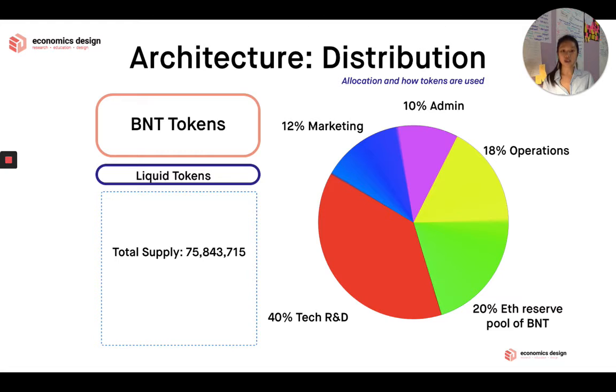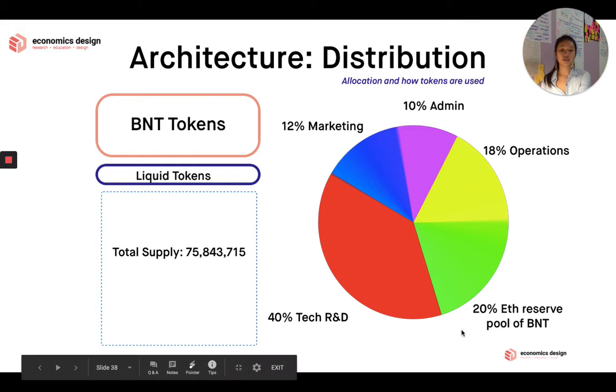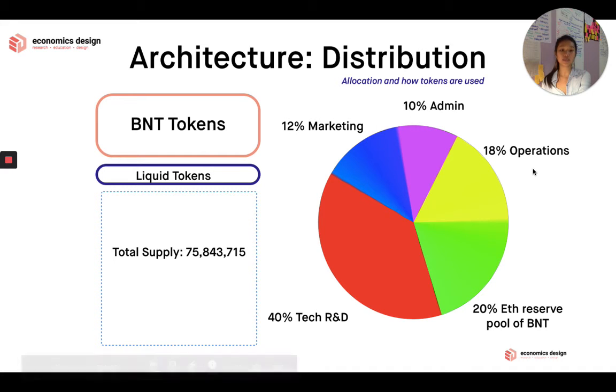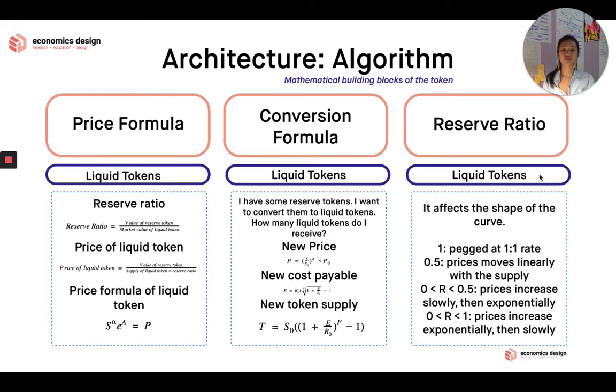How is it allocated? 10%. You have 20% of ETH reserve pool for BNT, 40% tech R&D, 12% marketing, 10% admin, 18% operations. More details can be found in the report, which shares more about what they mean by all these functions.